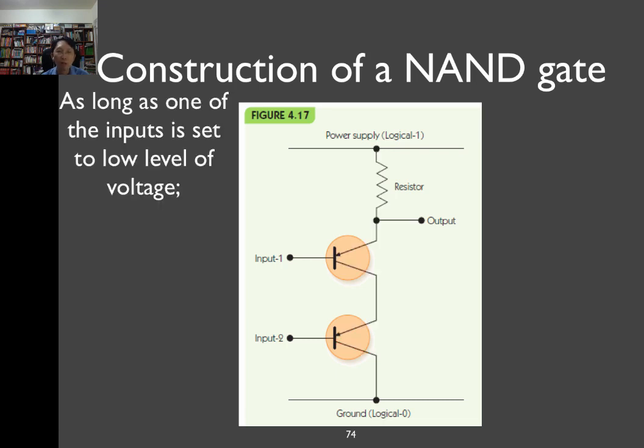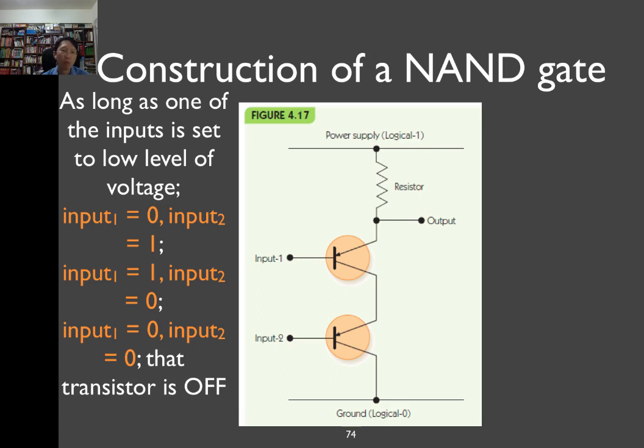On the other hand, as long as one of the inputs is set to low level of voltage, either 0, 1, or 1, 0, or 0, 0, that transistor is off. 只要我们设定的其中一个，不管是哪一个，或同时是两个呢的 input 都是 low 的话，那个 transistor 就会被关掉。那这整条路径来说就是不通的。So there is no current at all in the resistor.